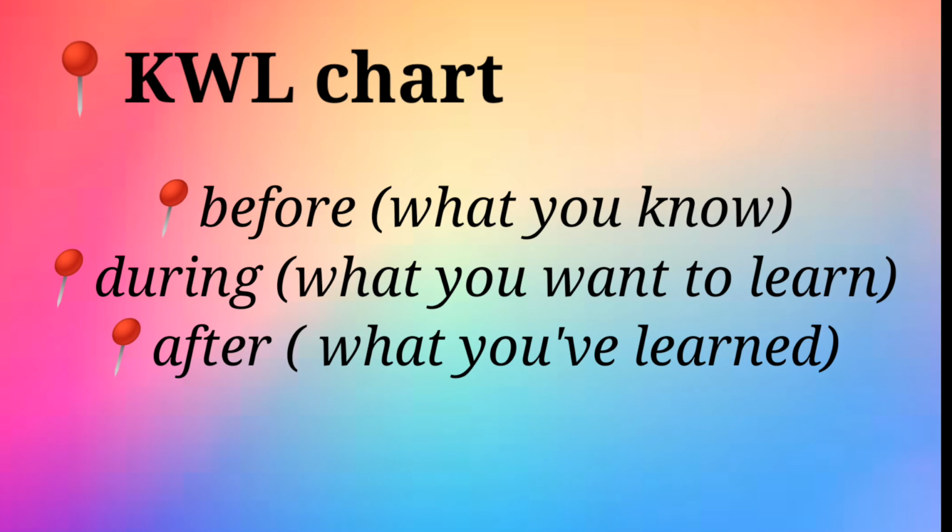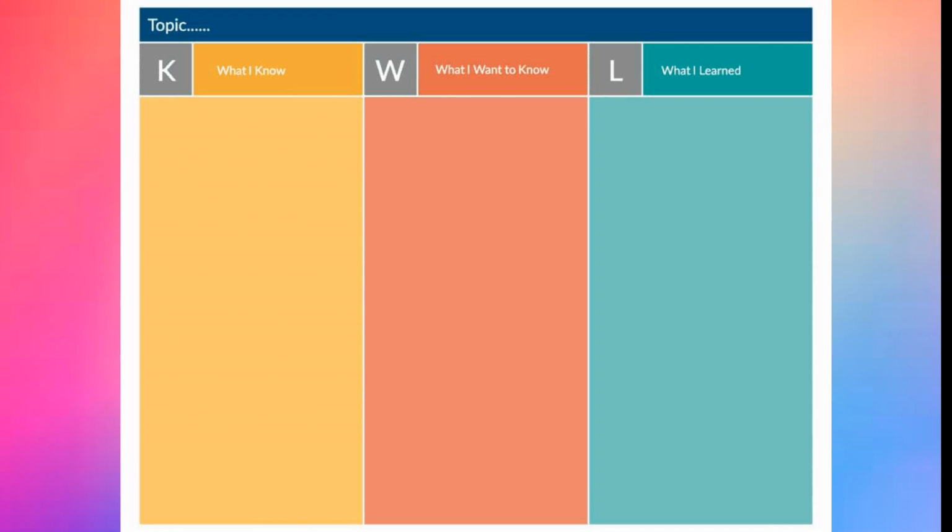Next is KWL chart. It is used for gathering information from students' prior knowledge or experience. This 3-column chart captures the before, what the reader already knows, during, what the reader wants to learn, and after, what the reader learned. Stages of reading. How are you going to use KWL chart?